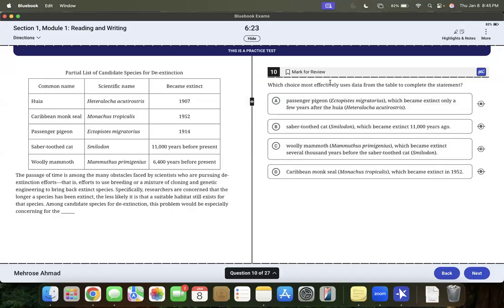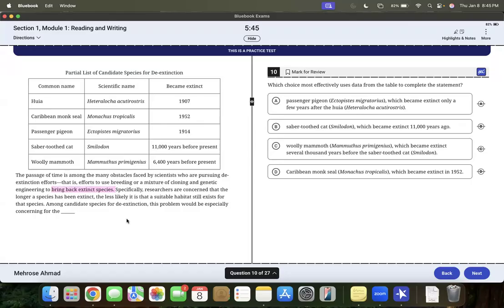Okay. Which choice effectively uses data from the table to complete the statement? As you can see, this is a different type of passage. This passage requires understanding of text and table. Anytime you read a table, it's important to read the full title, read all the subheadings, etc. I recommend reading the text before you read the table as well. Passage of time is among the many obstacles faced by scientists pursuing de-extinction efforts. That is, efforts to use breeding or a mixture of cloning and genetic engineering to bring back extinct species. So what is the definition of de-extinction? Just a fancy, scientific way to say bring back extinct species.